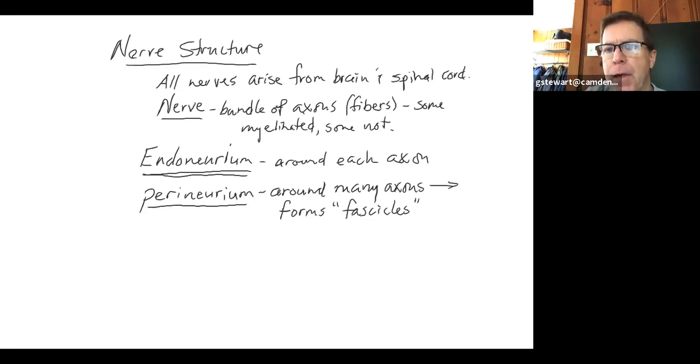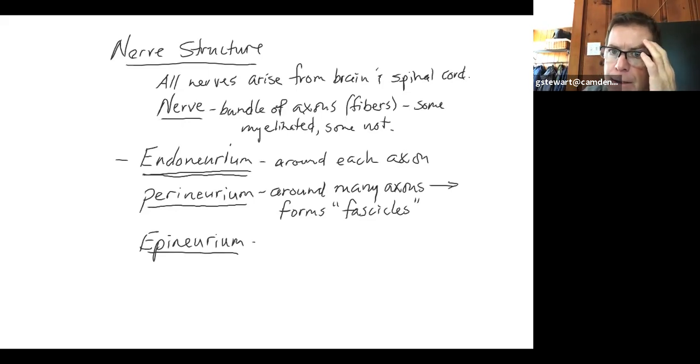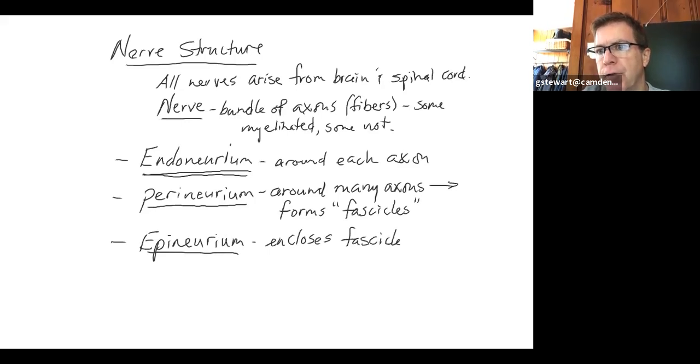And finally, epineurium, instead of epimysium in a muscle, epineurium is the coarsest connective tissue. So this is thin and delicate, this is coarser, this is the coarsest, thickest connective tissue. And this encloses several fascicles to form the actual nerve. And there you have it.